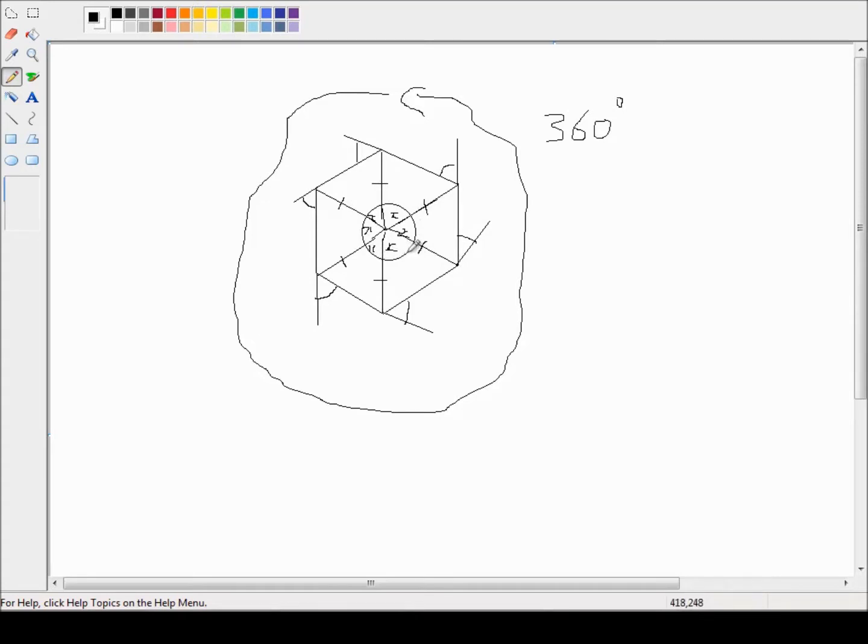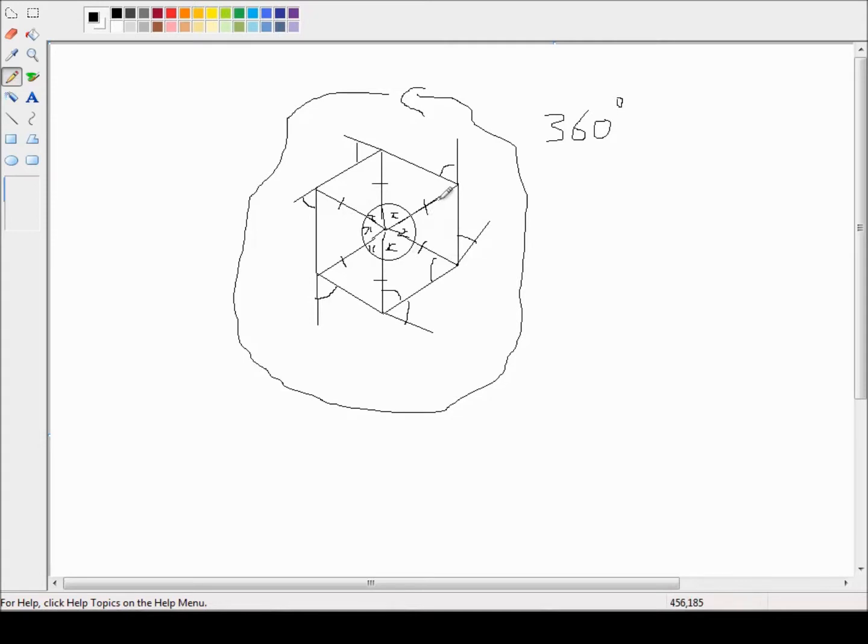Now because it's an isosceles triangle, if this angle here is x, then these two angles must be the same, and the sum of these two angles must be 180 degrees minus x. So these are actually (180 degrees minus x) over 2. But again, because it's a regular hexagon, or any regular polygon, because these lengths are all the same, and this is an isosceles triangle, then these triangles must all be congruent.